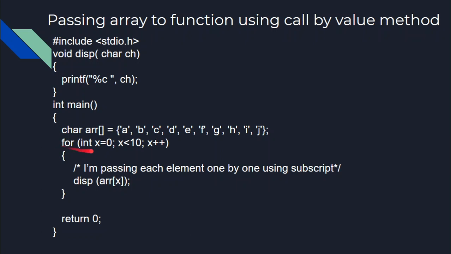So for that we are using the for loop. For int x is equal to 0, x less than 10, x plus plus. So this is the format of the for loop: initial variable, condition checking, and then the increment.